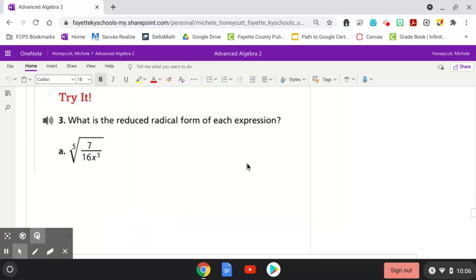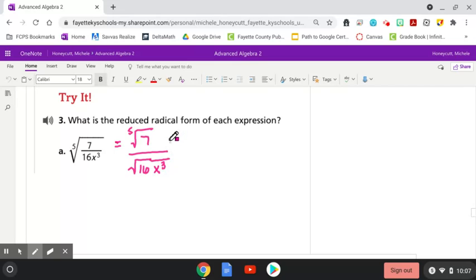So here we have example 3, and we have to reduce the radical form of each expression. Now I'm looking inside. I can't simplify 7 over 16. There's no other x's to simplify. So I'm going to start off by rewriting the radical, the fifth root of 7 over the fifth root of 16x cubed. And you might say, no, Miss Honeycutt, you just put a radical in the denominator. Well, guess what? The radical was already there. I haven't changed what it meant, so I do need to get rid of the radical in the denominator.